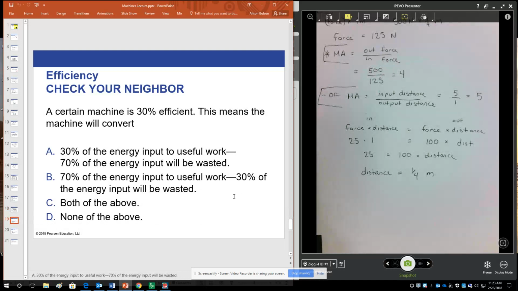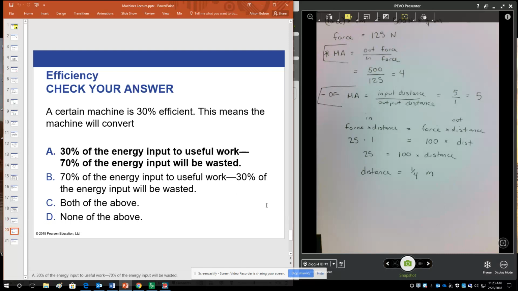So if we have a certain machine that's 30% efficient, what does that mean? If a machine is 30% efficient, it means that only 30% of the energy you put in is useful work out, and 70% of the energy put in will be wasted. We use the term wasted casually here. 70% of the energy that you put in will be converted into heat and other forms of energy that are not mechanical, that can't be used to do work.